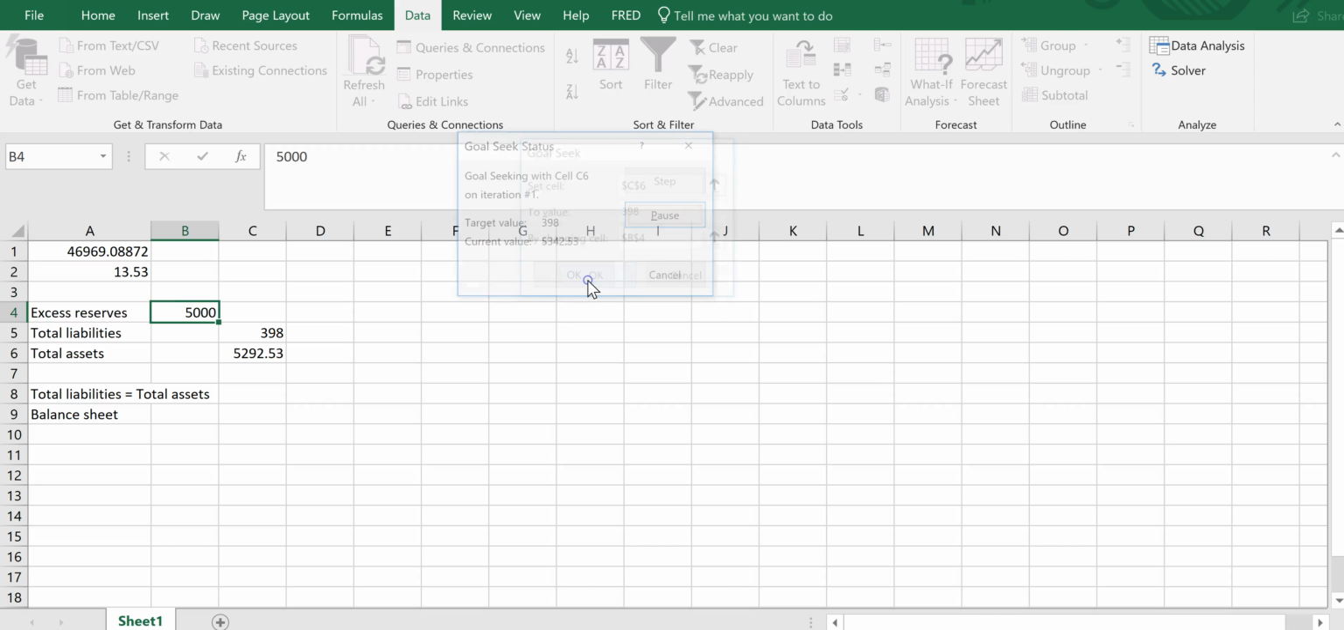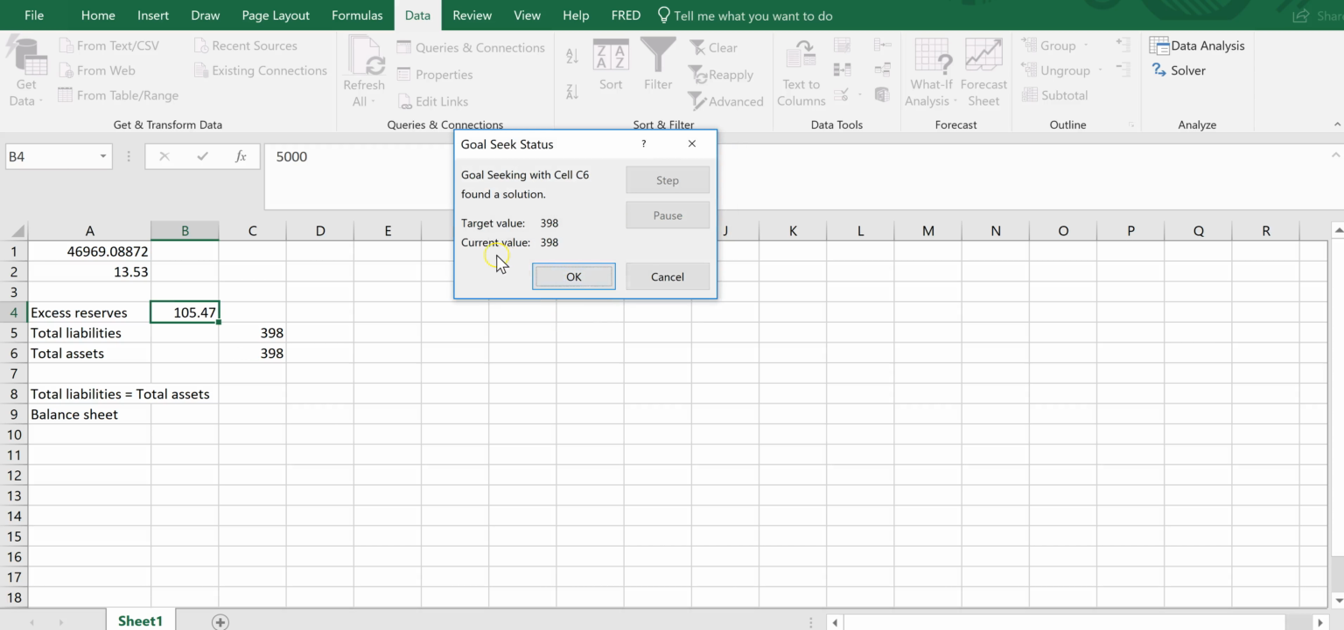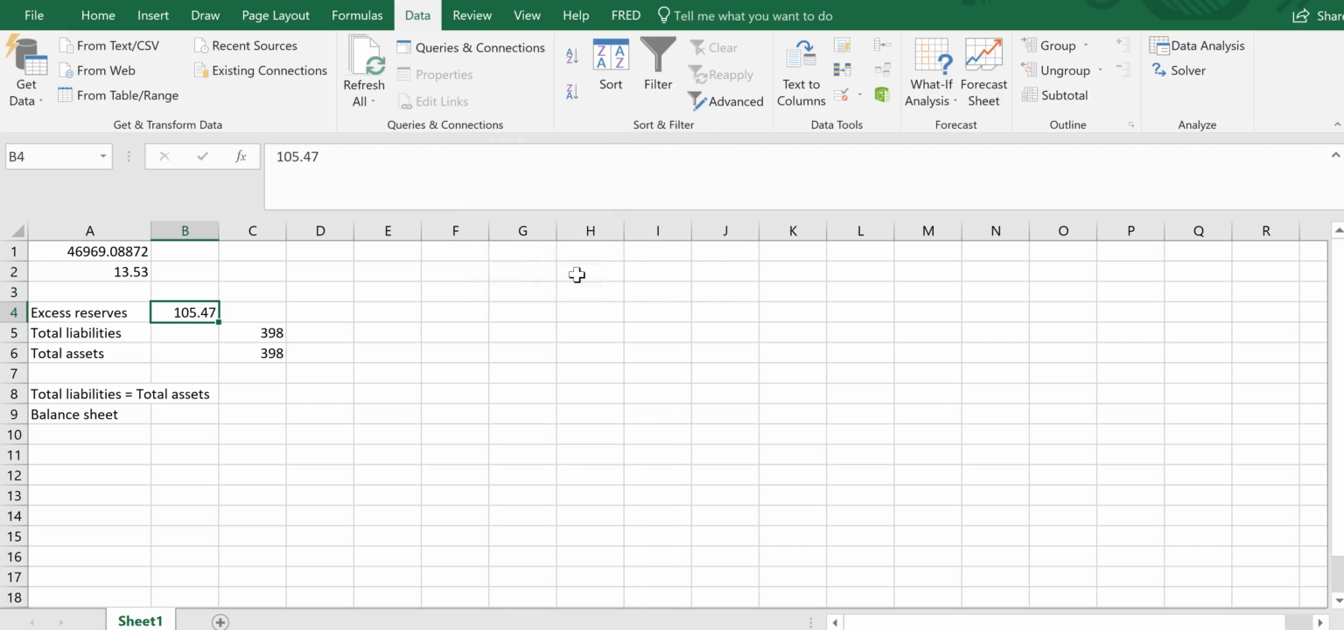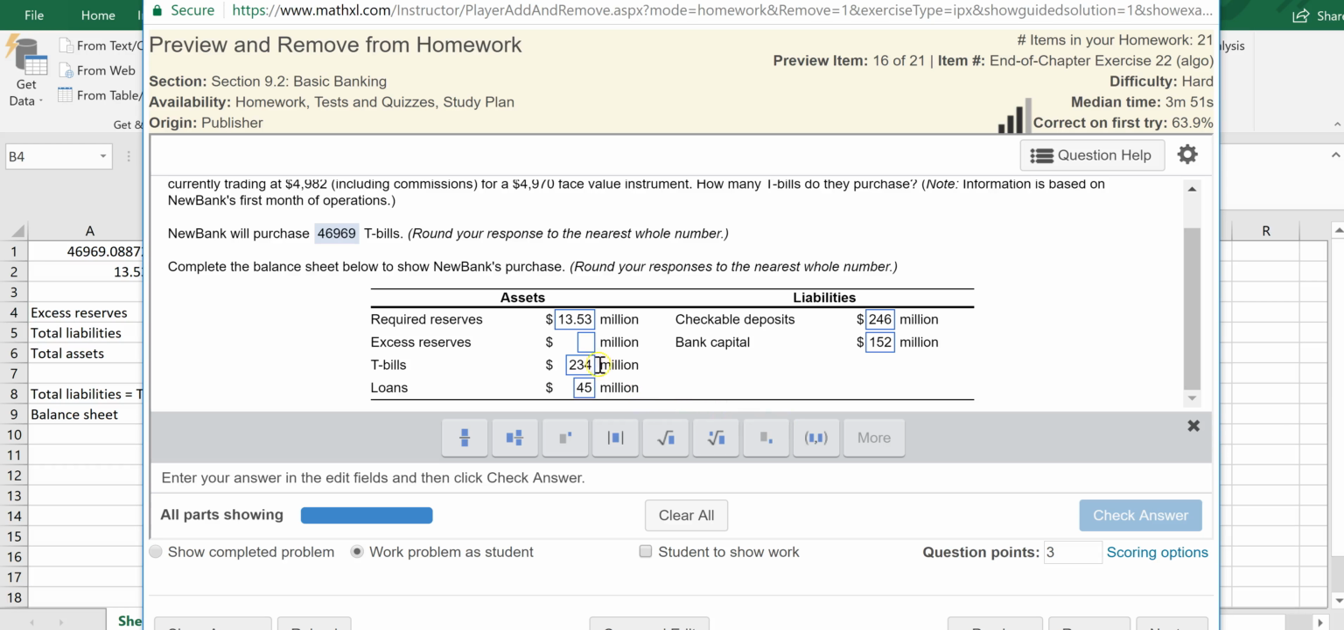So click on OK. Now you can see the target value, which is the number we want to make this total assets equal to, and that's the total liabilities, 398. And now, if the excess reserves equal 105.47, my total assets, that's the current value, will be exactly equal to 398. So now I have that number, 105.47.